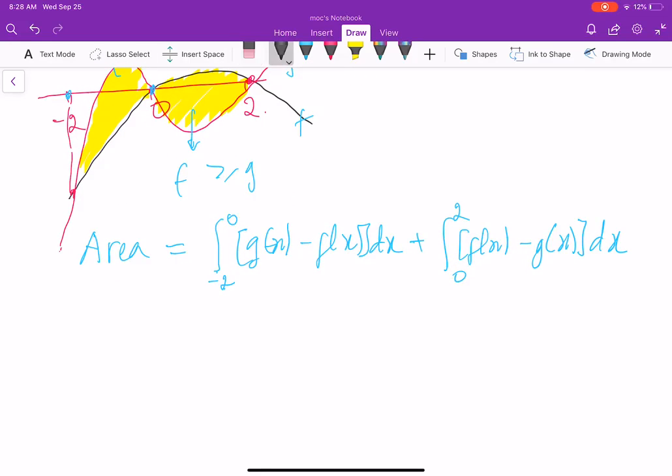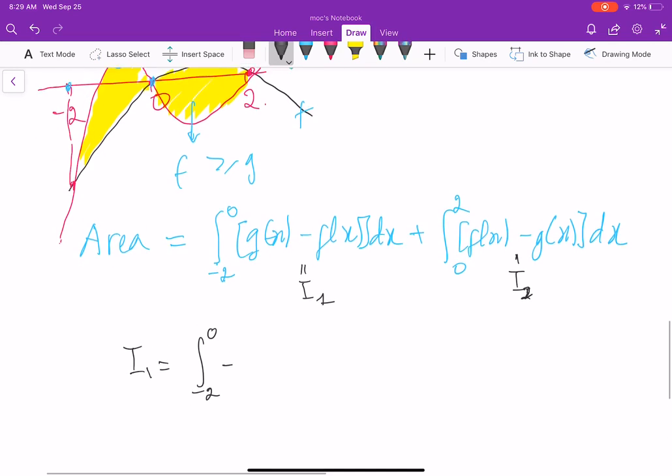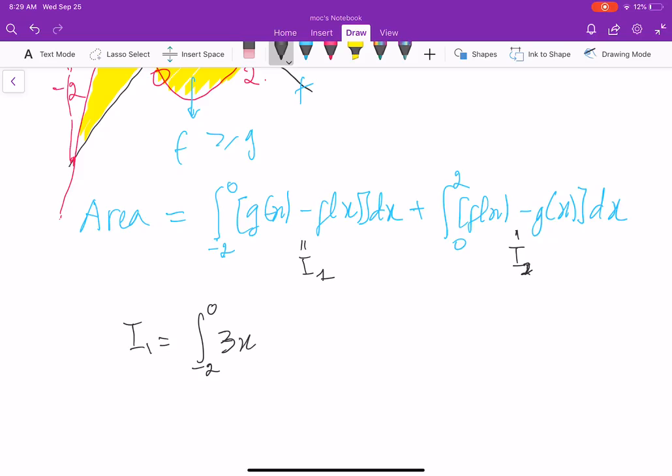Okay? So let's solve the first one. I denote by I1, and this is I2, just integral 1, integral 2, okay? So let's solve I1. Integral from -2 to 0 of g of x, which is 3x cubed minus x squared minus 10x, minus f of x, which is negative x squared plus 2x. Many students forget to use parentheses in here.